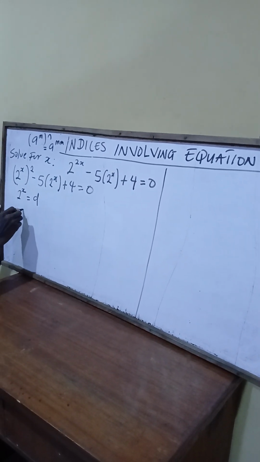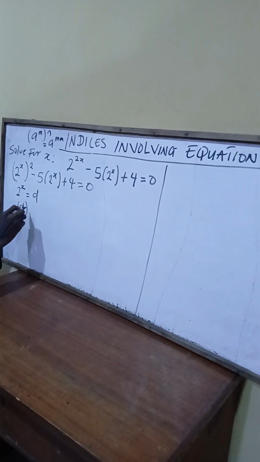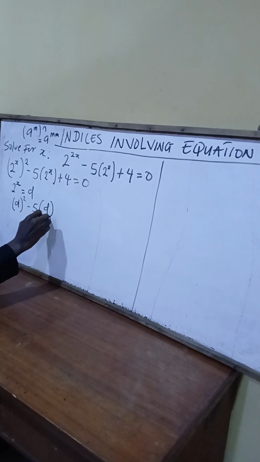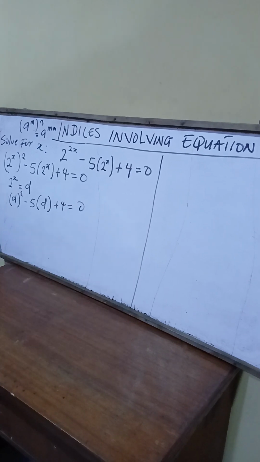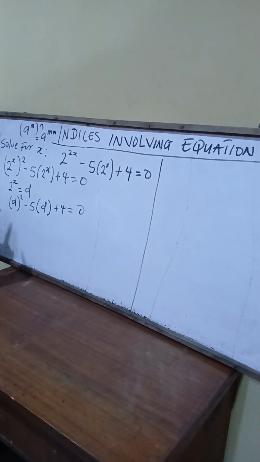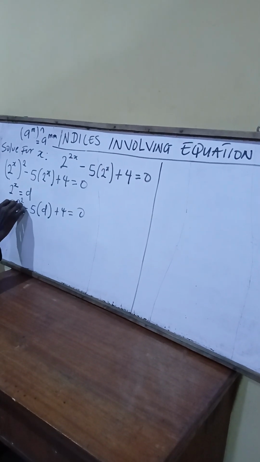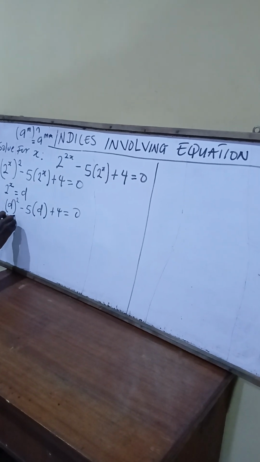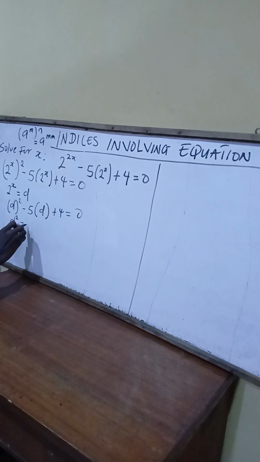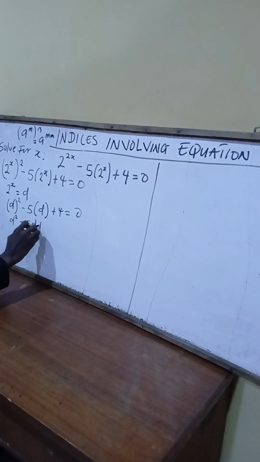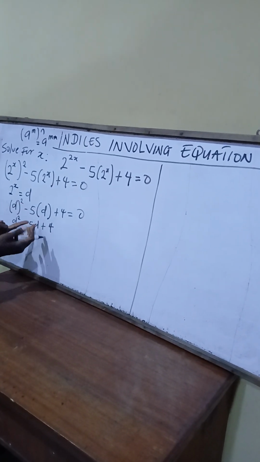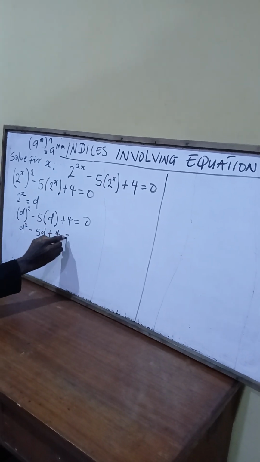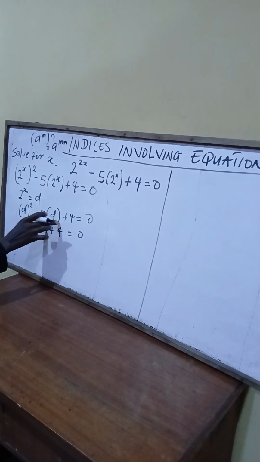So we have it here, D raised to power 2 minus 5 bracket D plus 4 equals 0. So we're heading somewhere. Then remember there's a power here, which is what? 1. 2 times 1 is D raised to power 2 minus 5 times D is 5D plus 4. Why are we multiplying? Because of the bracket. Because I told you that bracket is the same thing as multiplication.